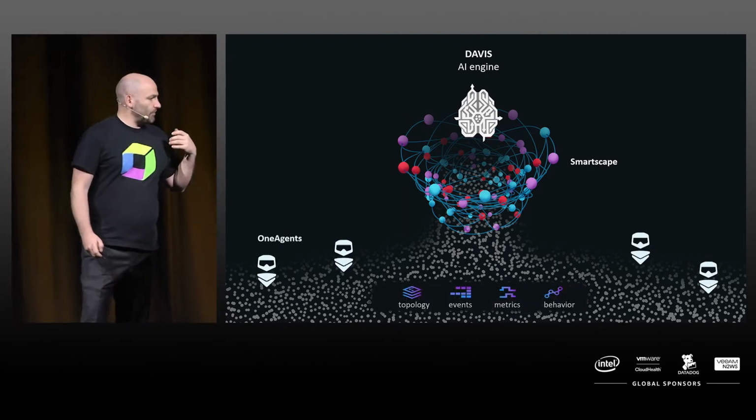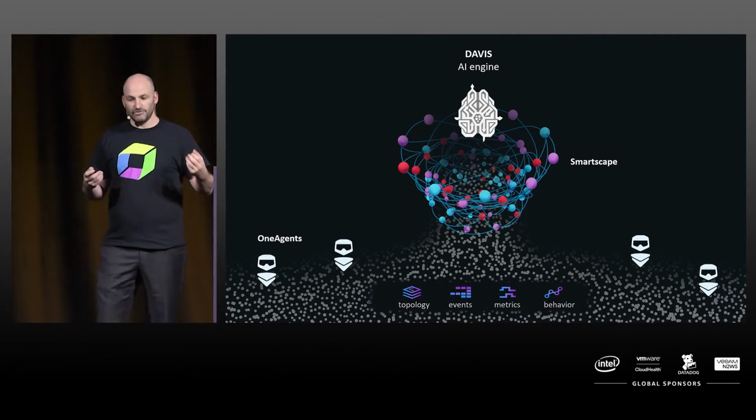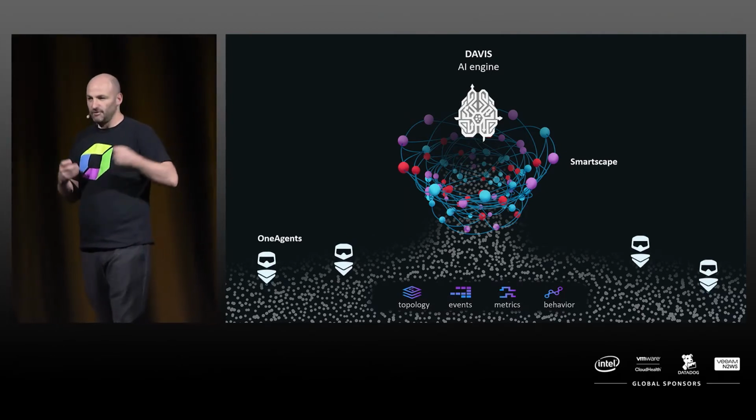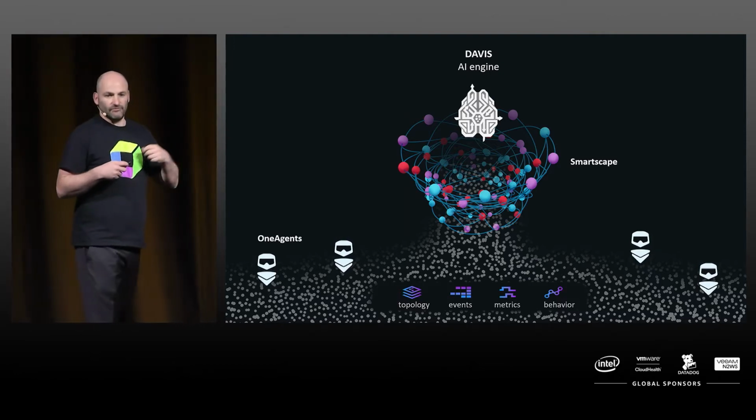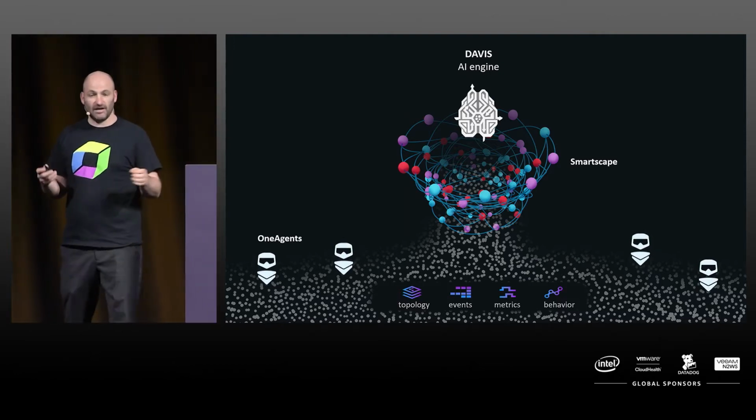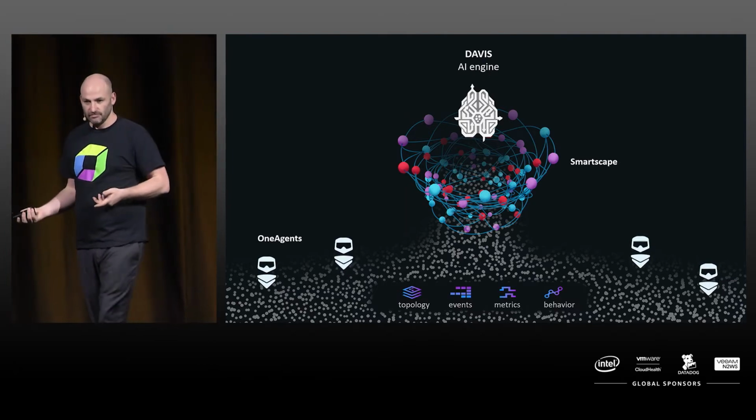That model is built by using an agent. Now, I said earlier there were multiple agents, you know, Java, .NET, PHP agents. We've done away with that. It's not scalable. We just have one agent. We call it the one agent.